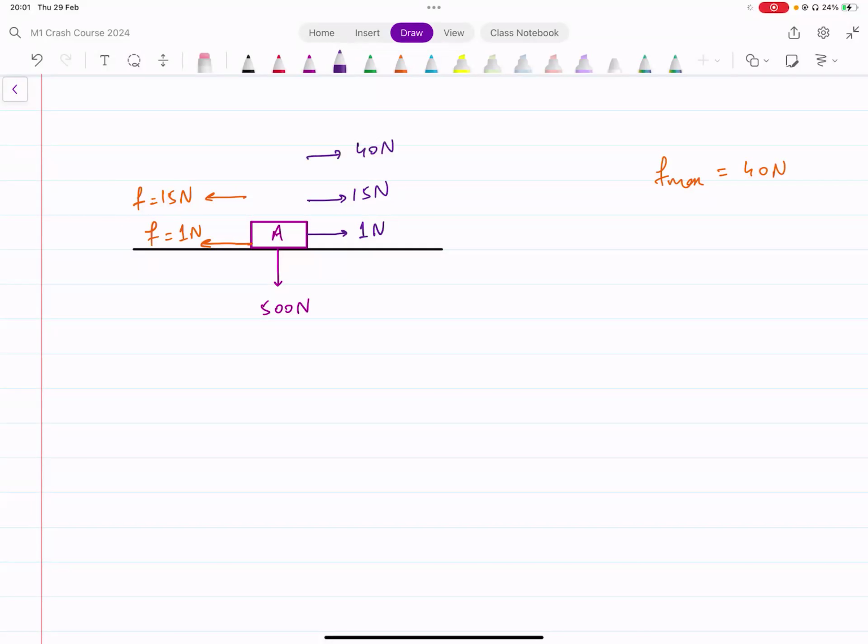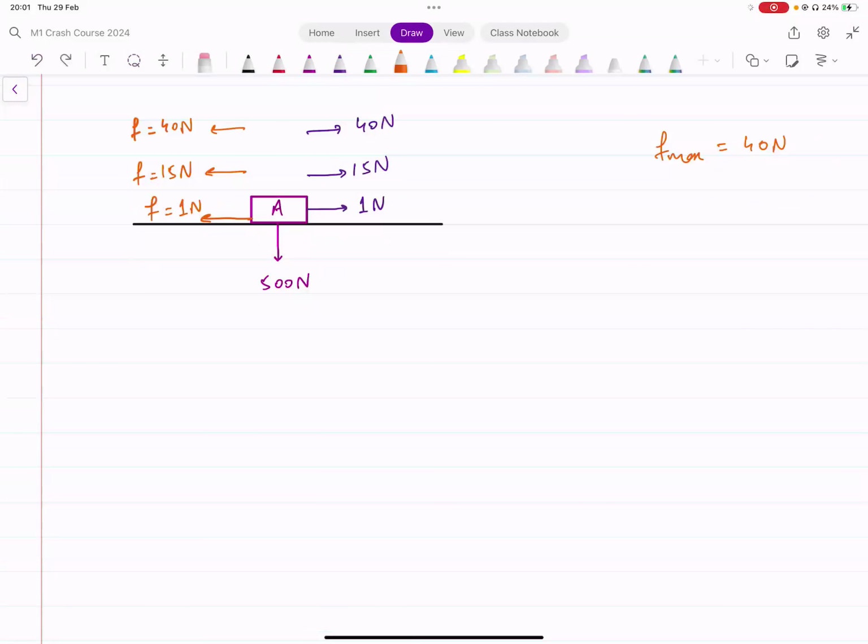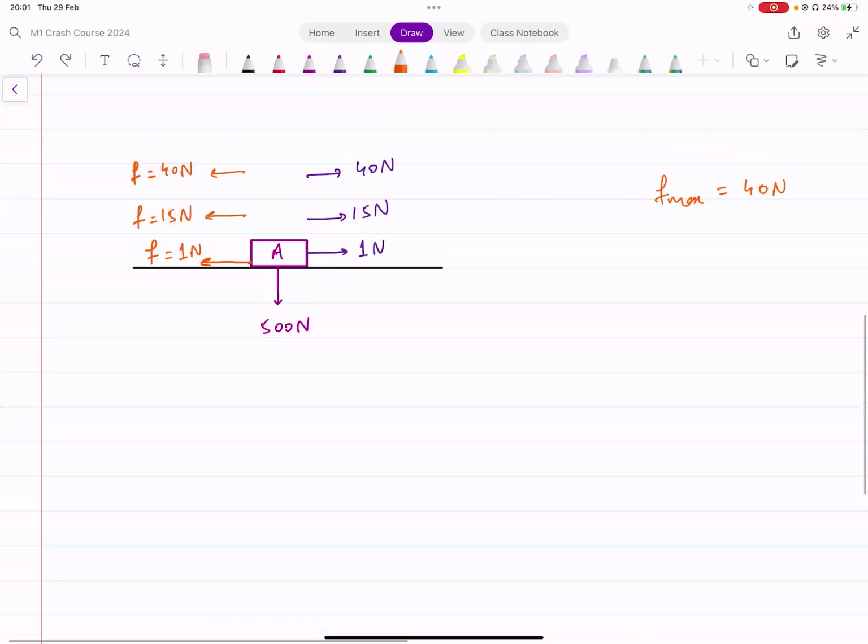If you were to apply a force of 40 Newton, the friction would also become 40 Newton and the object will still not move, because it can exert a friction of 40 Newton, right? So 40 Newton can be countered. But now if you were to increase the force to even slightly more than 40, what happens then? The object starts moving.